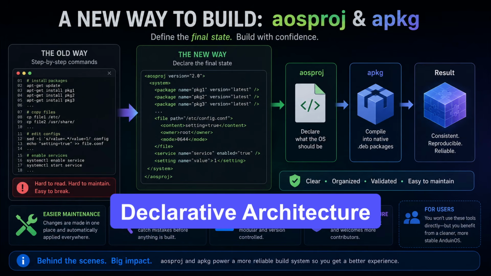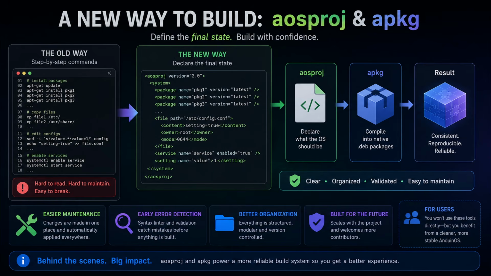The developers also introduced two new tools called AOS Proj and APKG. Those tools define exactly what the operating system should contain before it's built. Instead of relying on long lists of commands that modify the system step by step, the new system describes the final state of the operating system. This makes it much easier for developers to maintain the project, detect mistakes before release, and keep everything organized. It's a major change behind the scenes, even though most users will never interact with these tools directly.